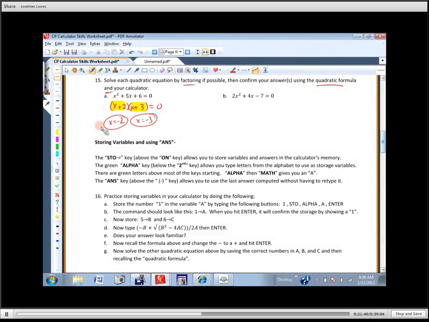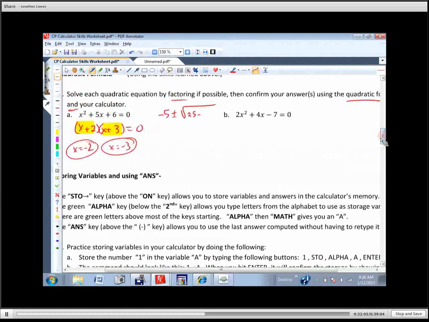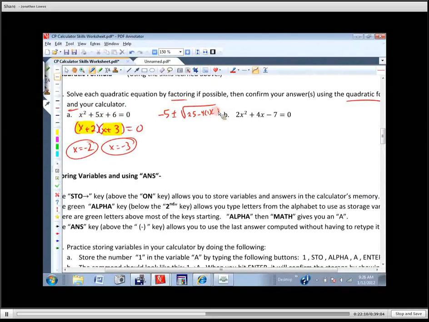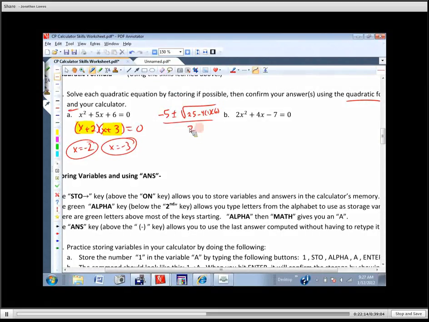And then it says confirm your answer using the quadratic formula and your calculator. So let's use the quadratic formula. So that's going to be a, b, and c. So it's going to be negative b, so that's going to be negative 5 plus or minus, and then a big square root. It's going to be b squared, so that's 25. I don't mind if you skip that work right there. And then minus 4 times a times c. Well, a is 1 and c is 6. So this is going to be 2a on the bottom.